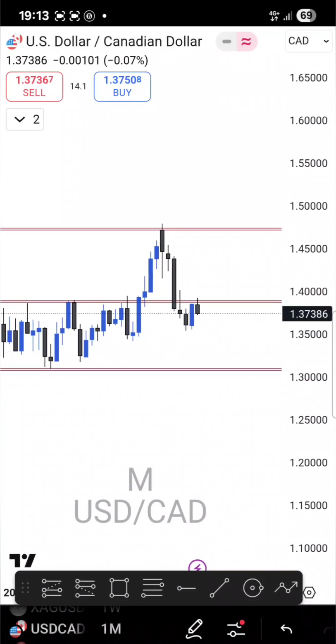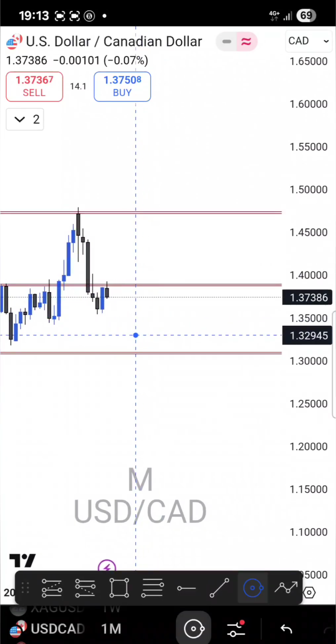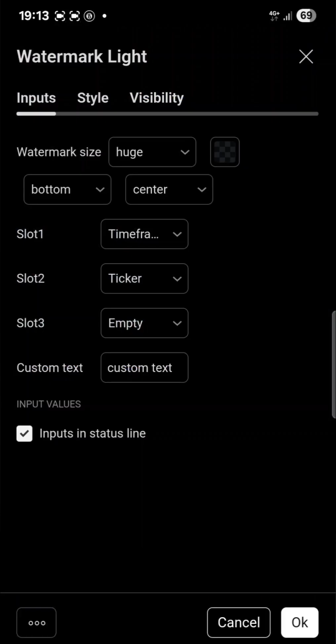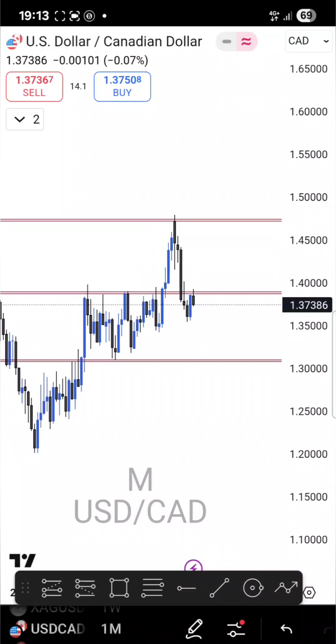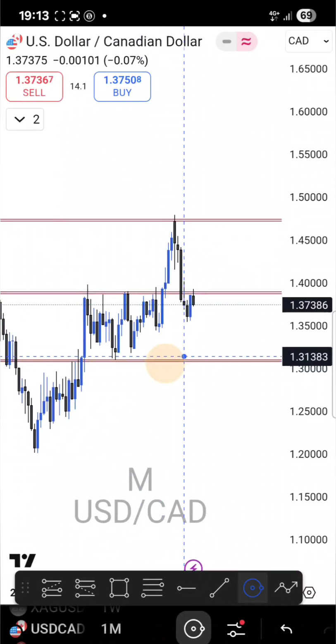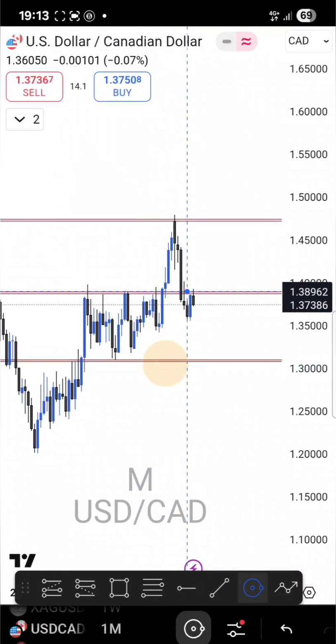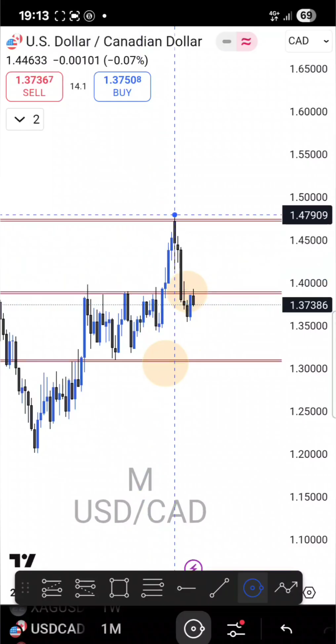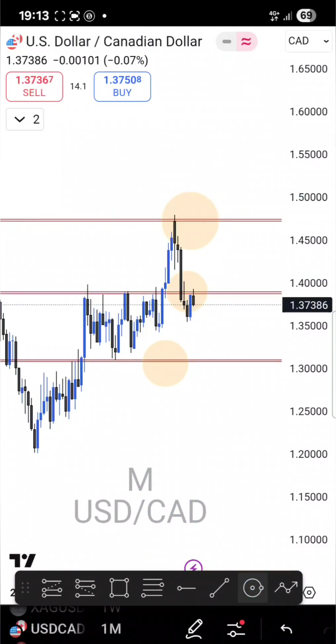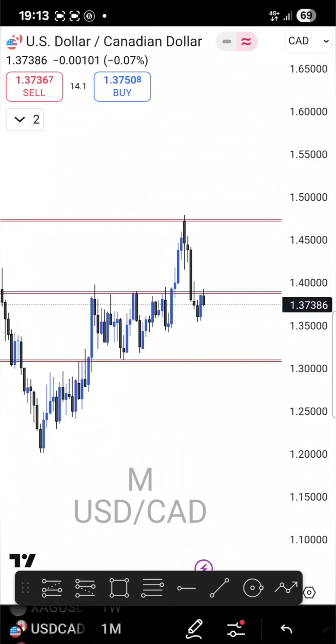So currently on USD CAD, this is the monthly time frame. So this is the monthly lower zone, this is a monthly mid-range zone, and then this is a monthly upper zone. So initially, what was price doing? Initially, price was in a strong uptrend.